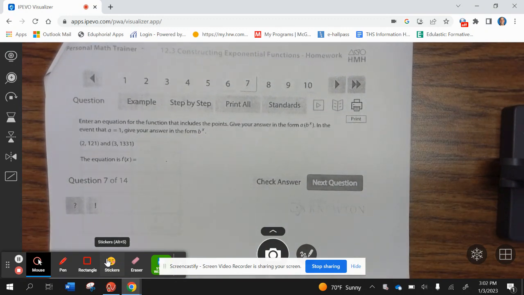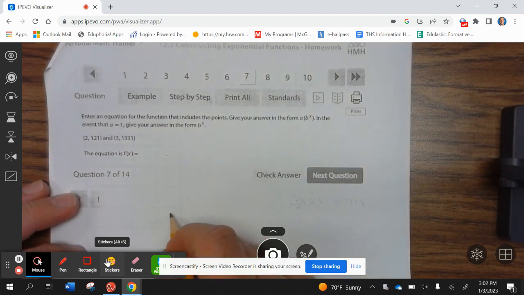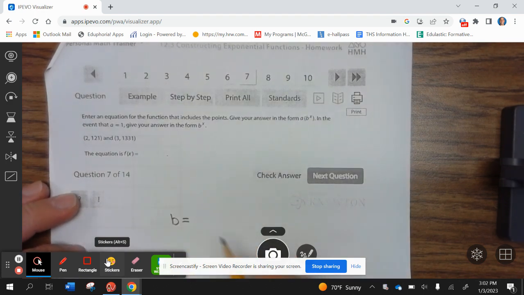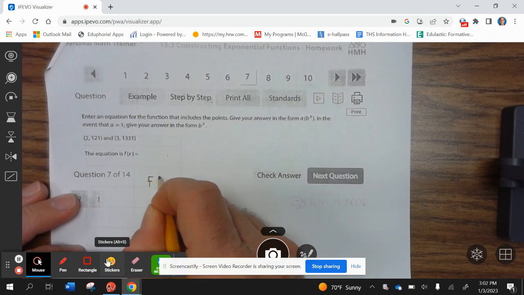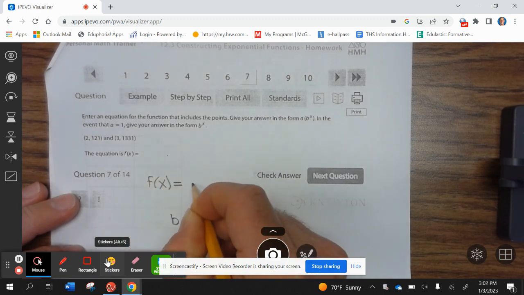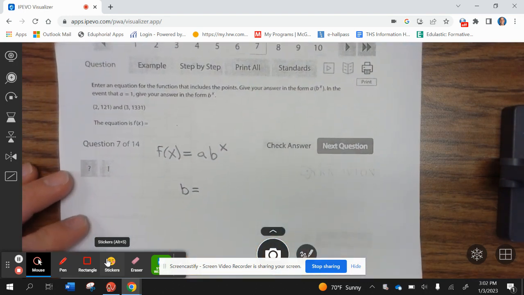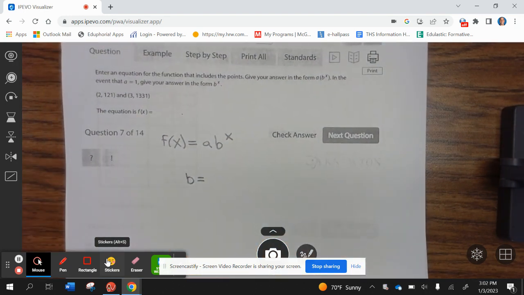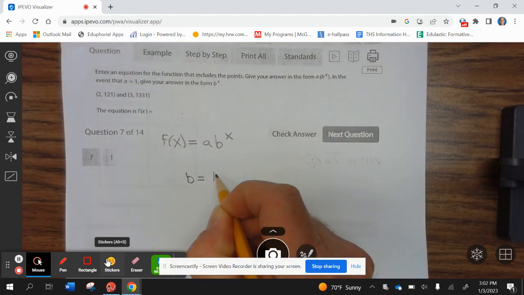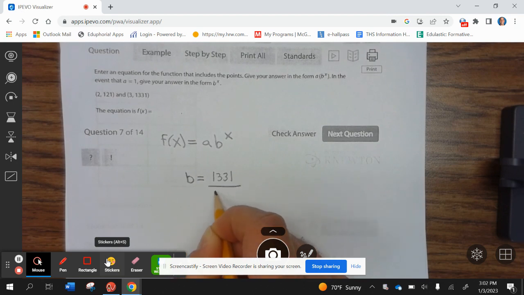All right, enter an equation for the function that includes the points. Give your answer in the form a times b to the x. In the event that a equals 1, give your answer in the form b to the x. Okay, so first off, we need to find the b value. To find the b value, remember the function is f of x equals a times b to the x. So to find b, we take 1, 3, 3, 1 divided by 121.